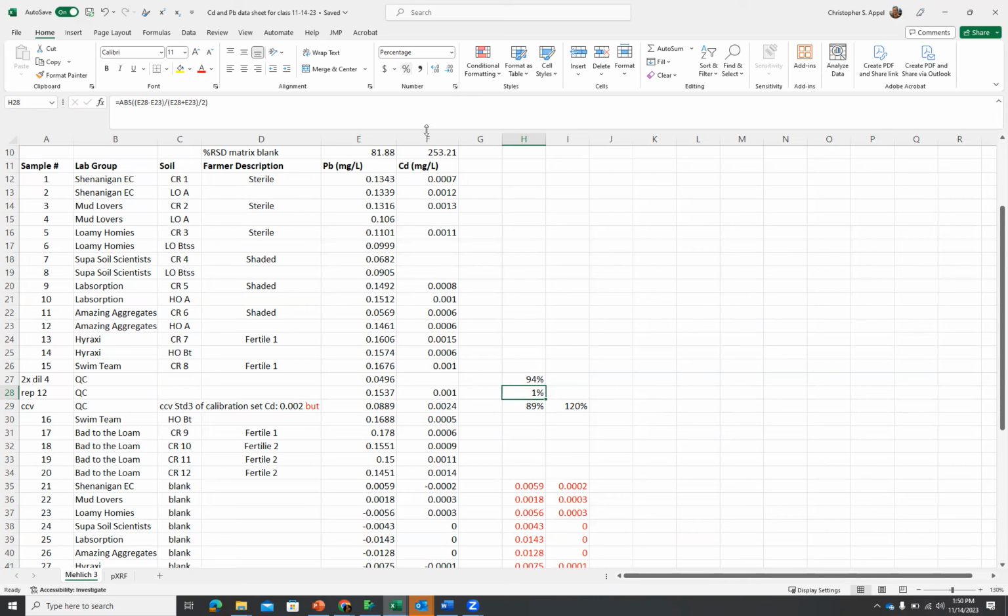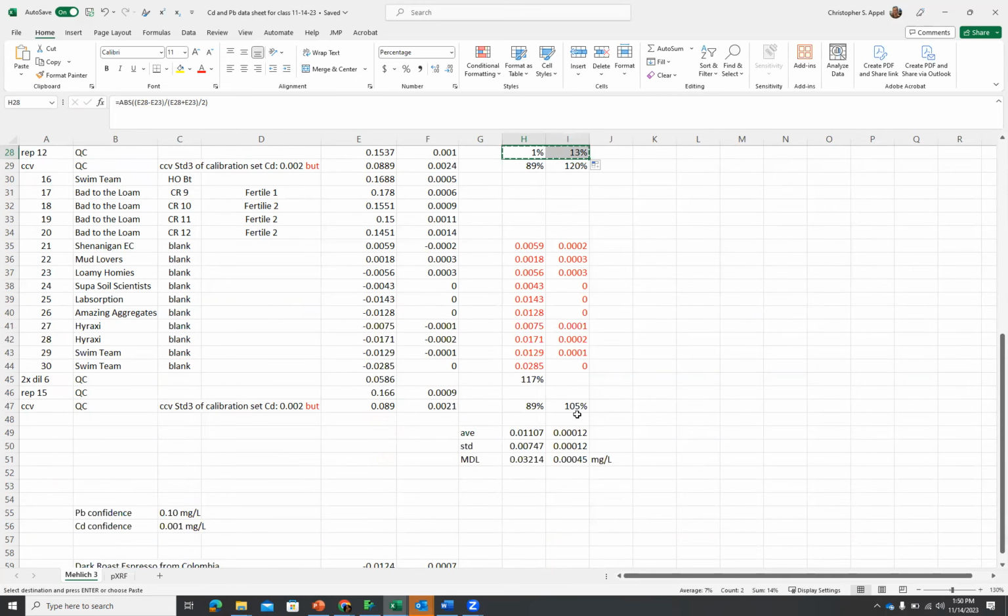Then make it a percent. And then you can do it across like that. And then do it in the other place where we did it. You can copy the formula and then you just have to edit that formula.